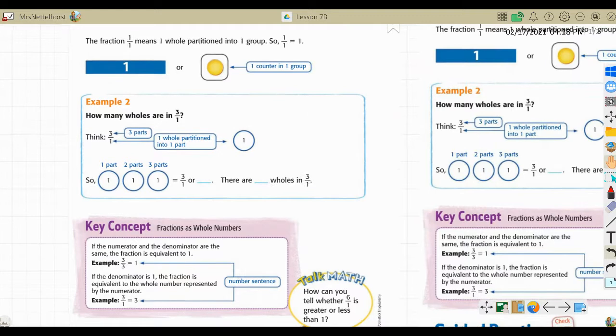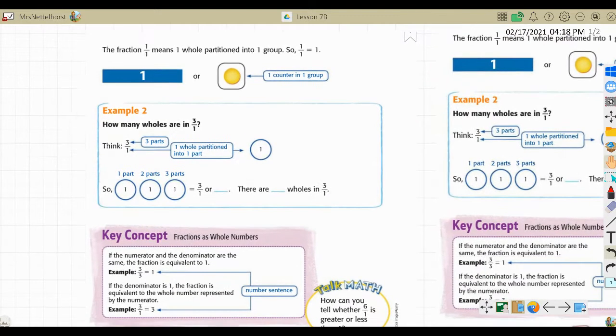The fraction 1 out of 1, or 1 over 1, means one whole partitioned into one group. So 1 over 1 equals 1. So remember our rule, when the denominator is 1, I'm going to keep saying this because it's hard to remember. When your denominator is 1, then your whole number is equal to the numerator. Okay, so your numerator is 1, so that is your whole number. You have one whole here, you have one counter in one group, it equals 1.